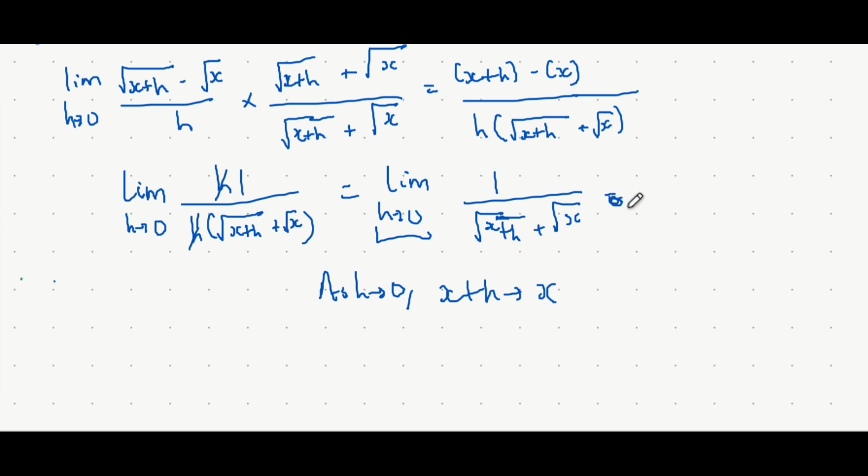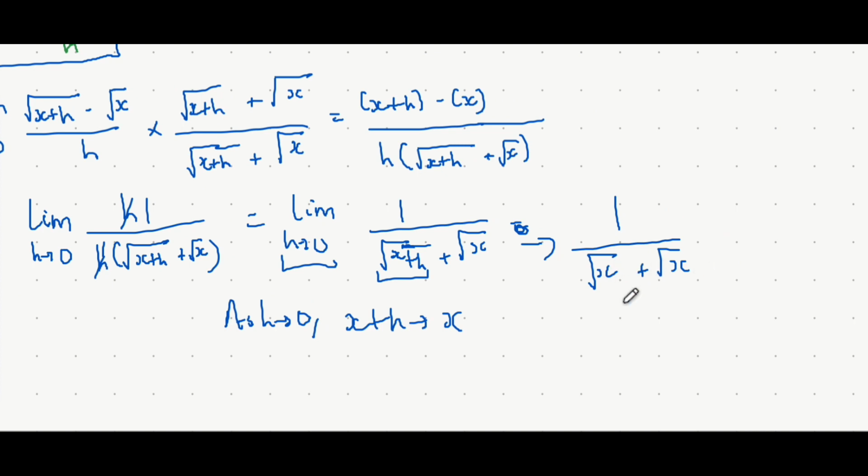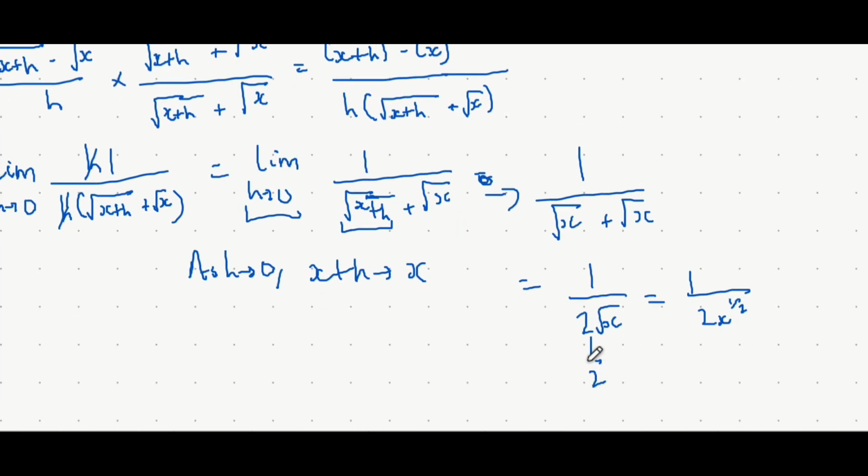So I'm going to use an arrow now instead of an equal sign because it's tending to 1 over, like I said, this whole term here now will just become root of x, because x plus h is tending towards x, plus root x. Like terms, we can add them together, so it becomes 1 over 2 root x. You can write this out as 1 over 2x to the half, or even a half x to the minus a half. And that's the final answer to this question.